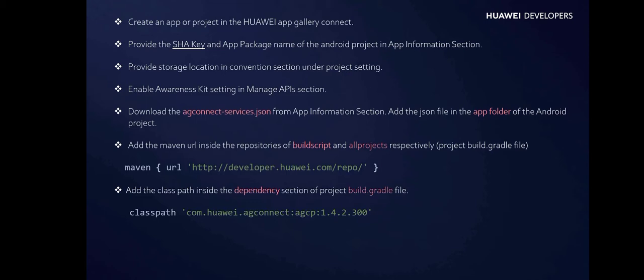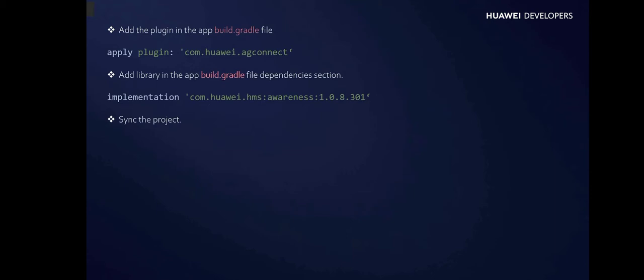Download the AG Connect Services.json file from App Information section and paste under the app directory of the Android project. Then open project level build.gradle file, add the Huawei Maven repository inside repositories and the class path inside the dependency section. Now open the application level build.gradle file, add the AG Connect plugin and awareness kit dependency in the dependencies section and sync the project.